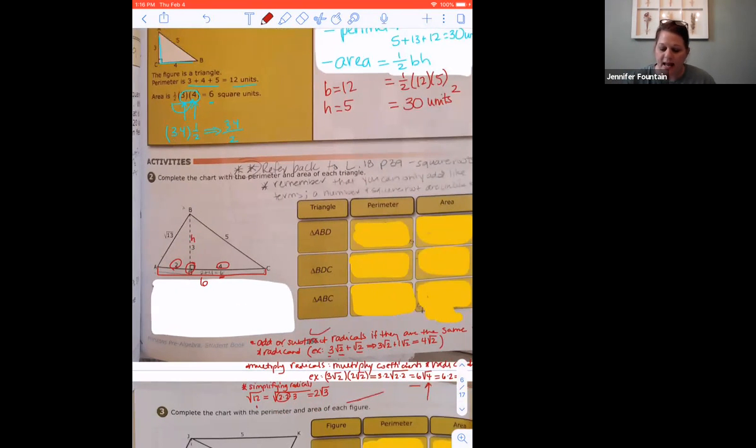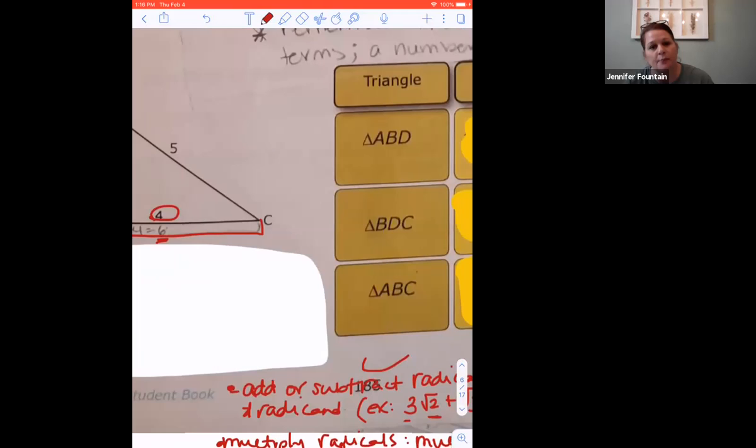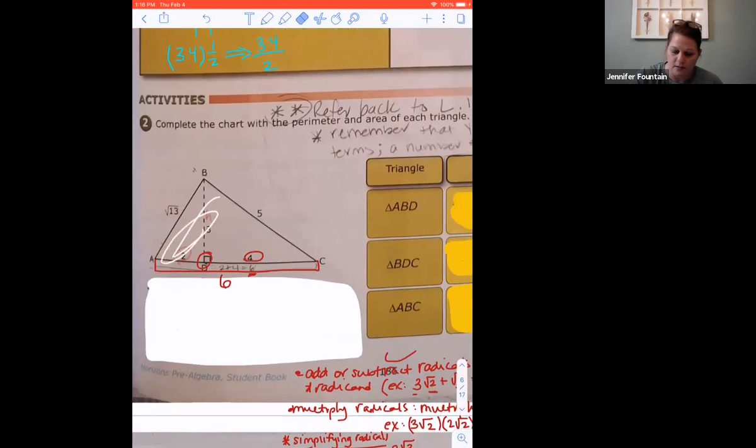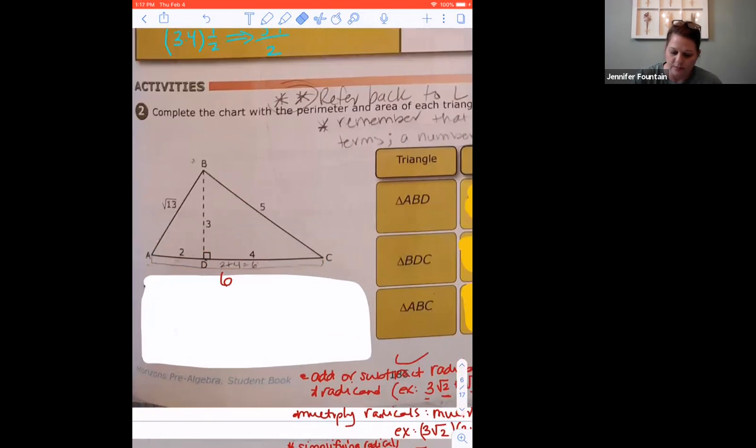Okay. Now notice they said we're going to be looking at 3 separate triangles here. So let's break those apart for a minute and look at what they're wanting us to see.